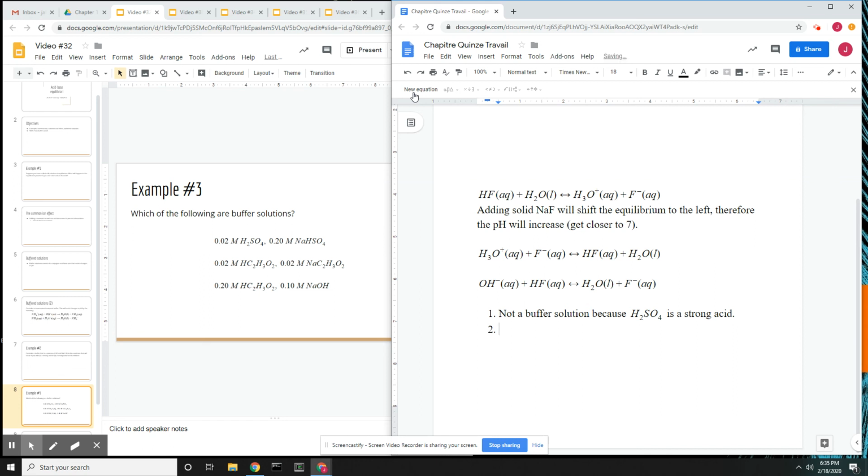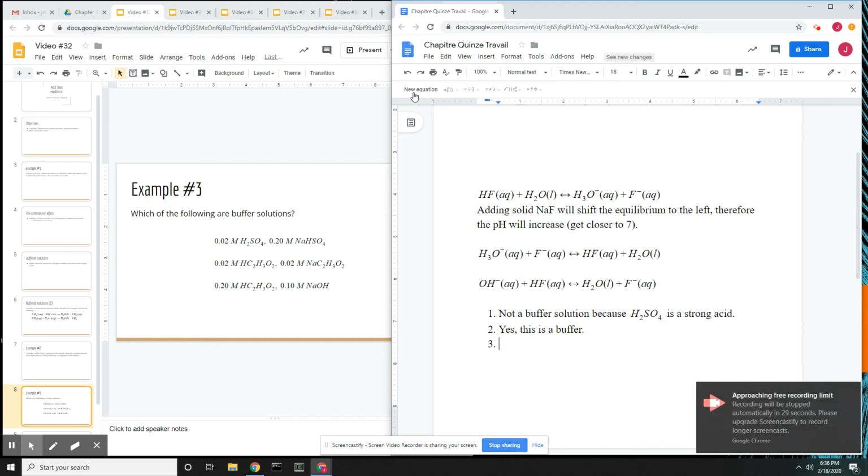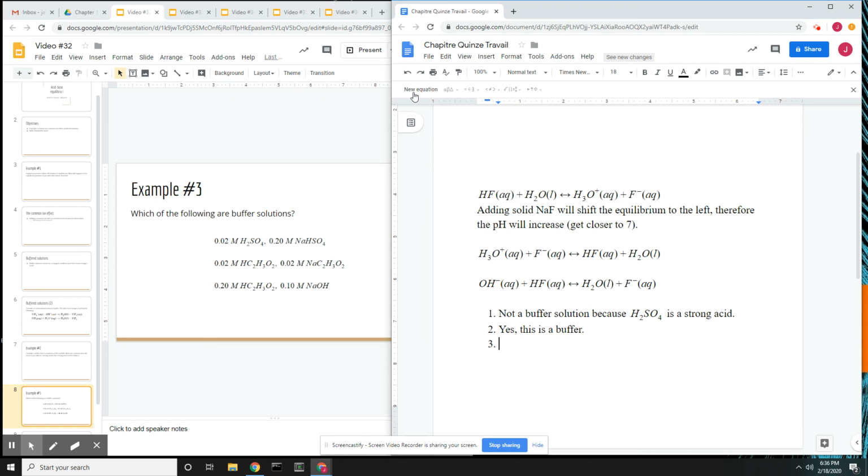This one is a buffer. I've got a weak acid, I've got its conjugate base. The actual concentrations themselves don't matter so much for right now. We'll talk more about them later. And then the third one, you might be tempted to say, no, it's not a buffer because I've got a weak acid, but this one actually is a buffer. The reason why is that the hydroxide is going to react with the acetate to form sodium acetate.